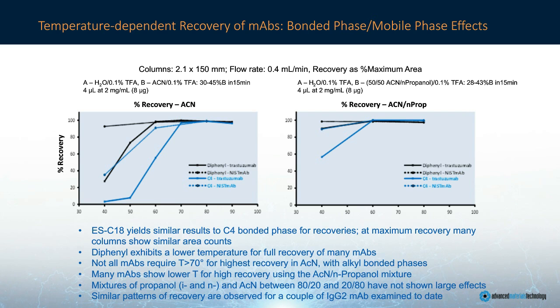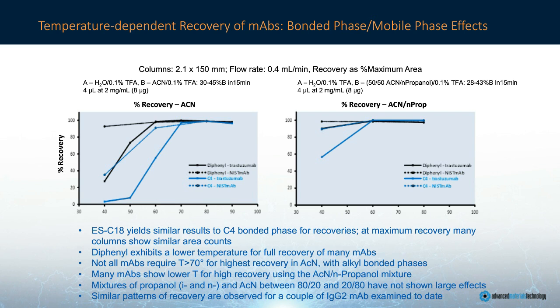The idea here is that you have to be observant of the temperature that you're operating at to maximize your recovery on these materials. We observed that not all monoclonal antibodies require temperatures greater than 70 degrees, but in this case, if you're operating in a mobile phase that's acetonitrile, the recoveries drop off below 70 degrees for nismab and trastuzumab.